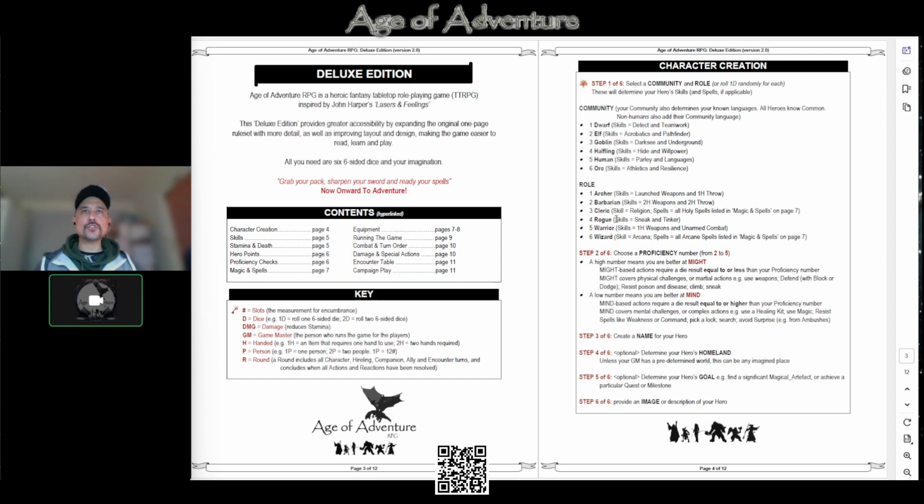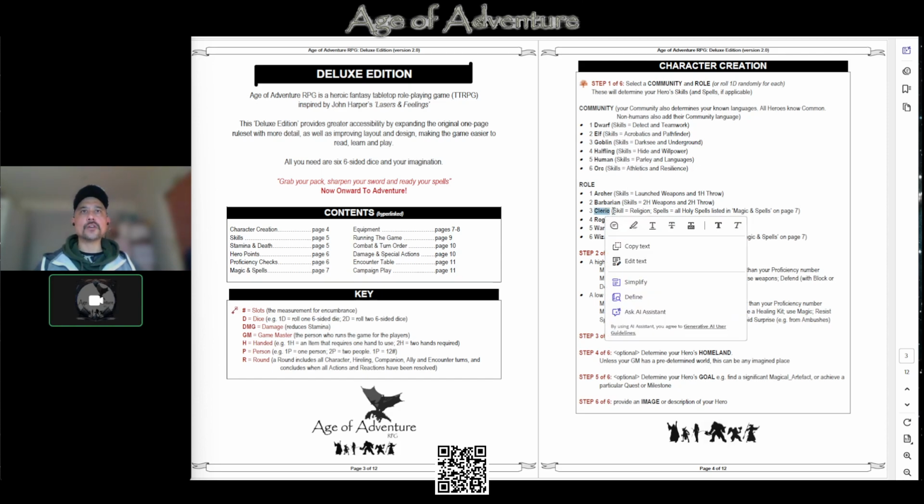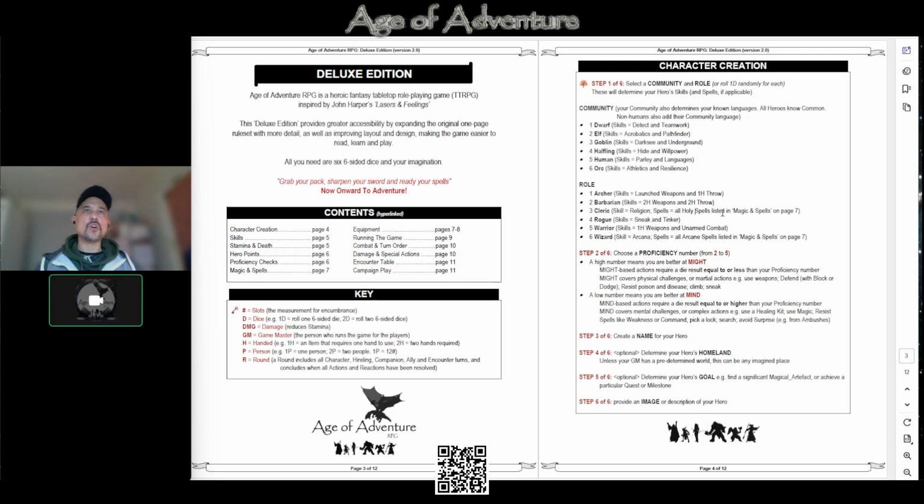There are magic users in the game. There are 2 types. There's a cleric who has religious or holy spells, and there also is a wizard that has arcane spells, and this will all be covered as we go.